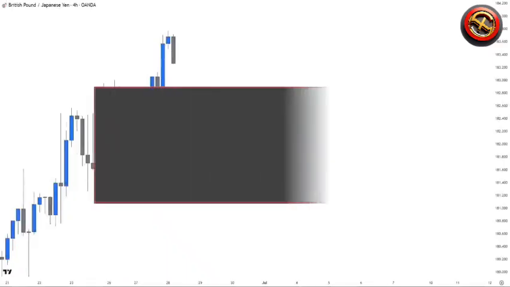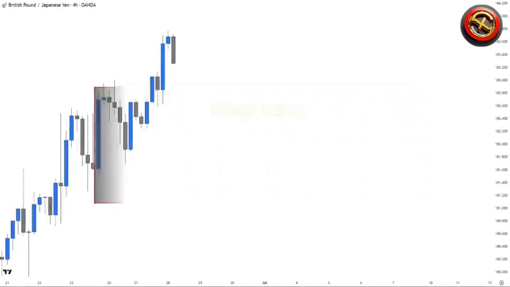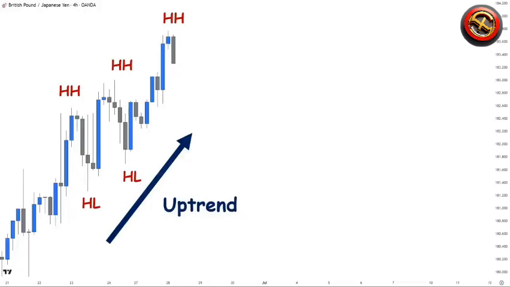Here we have pound yen on the 4 hours chart. Let's implement the first step to find the direction and key levels. Here we have a clear moving uptrend that made a series of higher highs and higher lows and breaks to the upside. The market sentiment is bullish, and we only want to look for buying opportunities.